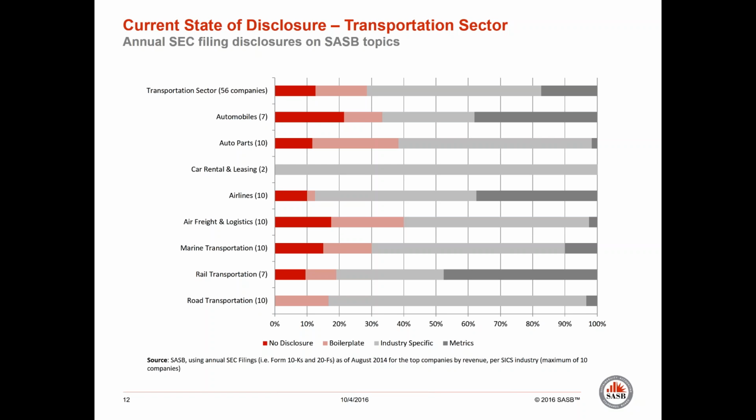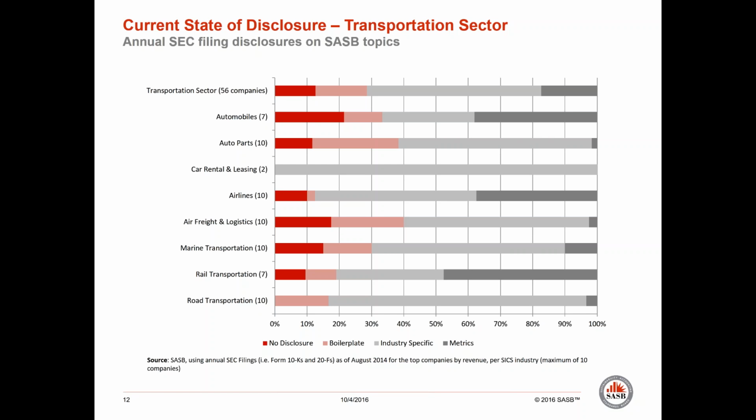The salmon-colored bar then shows issues that are being discussed, but in a very generic way. So you may not be able to distinguish when you're reading such disclosure what industry even it belongs to, because it's just discussed in a very general manner. Next, the gray bar shows where companies are discussing the issue in a way that's pretty specific to the industry. But lastly, on the right here are company disclosures using very specific metrics on company performance, which tells you a more detailed picture of how a company is managing and performing on an issue.